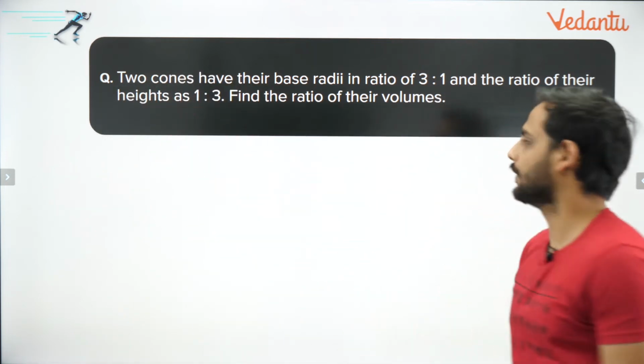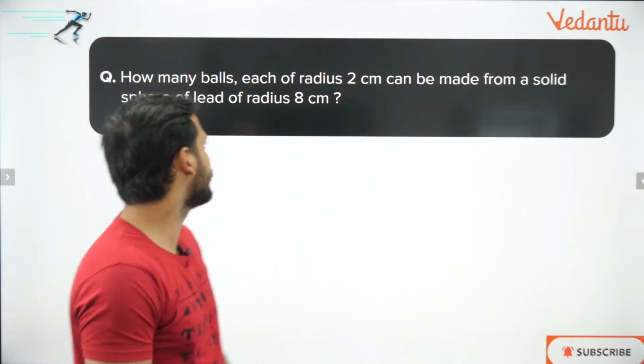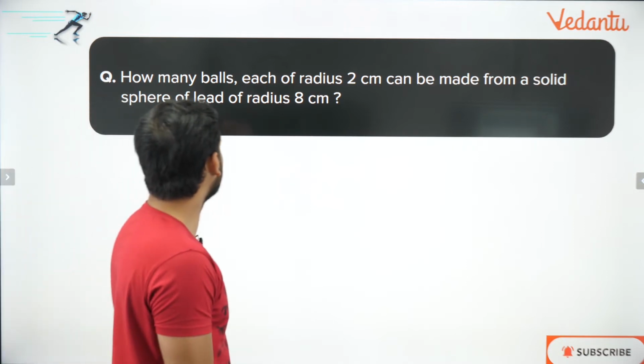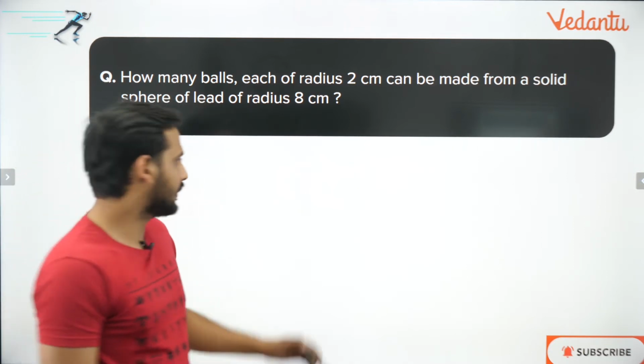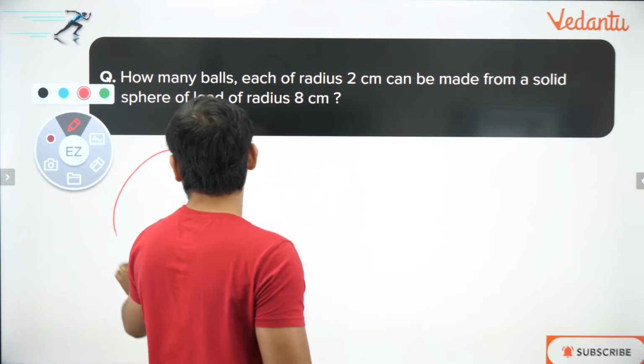As simple as that. Okay, let's move ahead to the next question. The next question is this: how many balls of radius 2 cm can be made from a solid sphere of lead of radius 8 cm? So there is a huge ball. Okay, there is a bigger ball.